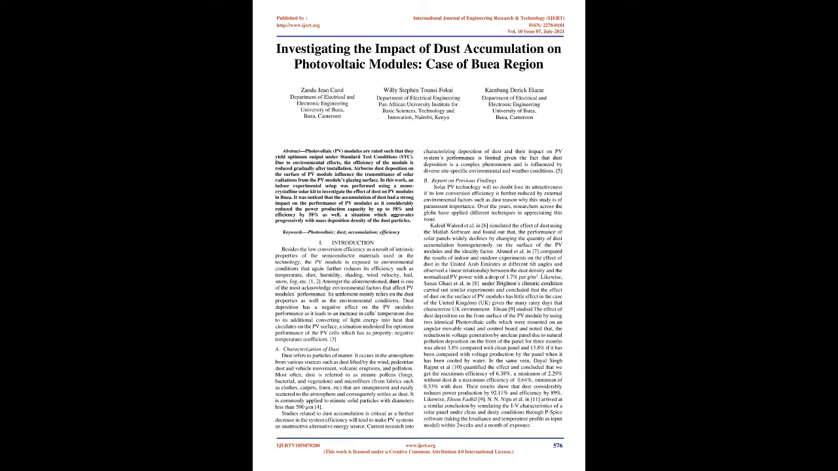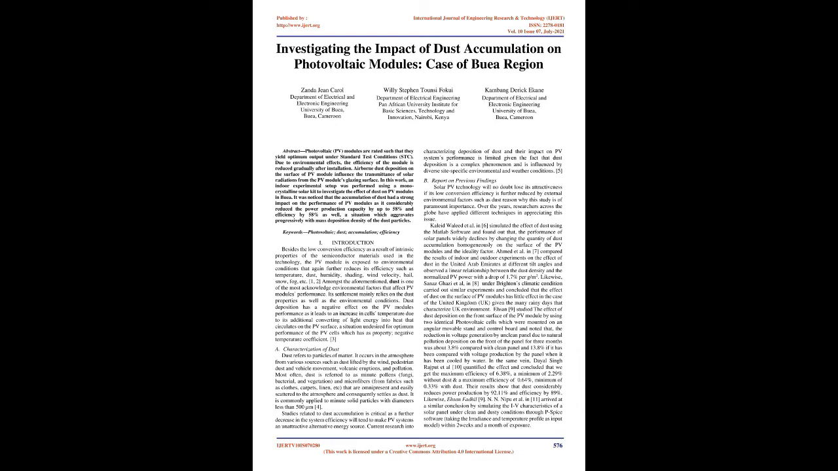It was noticed that the accumulation of dust had a strong impact on the performance of PV modules, as it considerably reduced the power production capacity by up to 58% and efficiency by 58% as well, a situation which aggravates progressively with mass deposition density of the dust particles. Keywords: photovoltaic, dust, accumulation, efficiency.